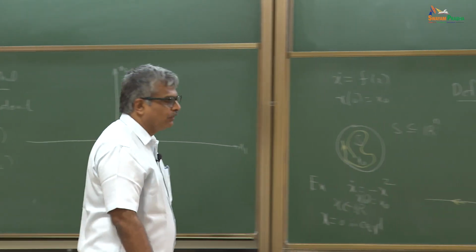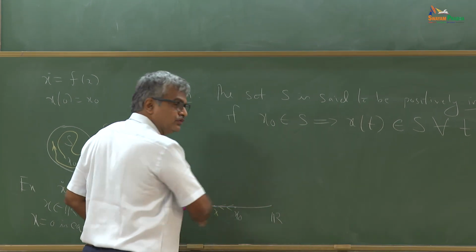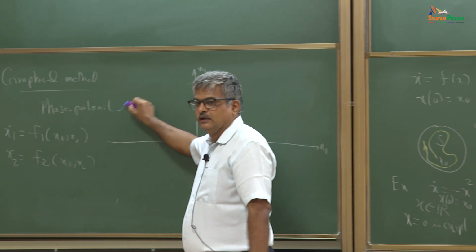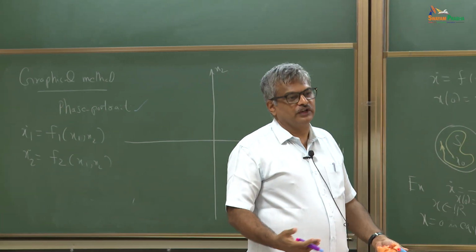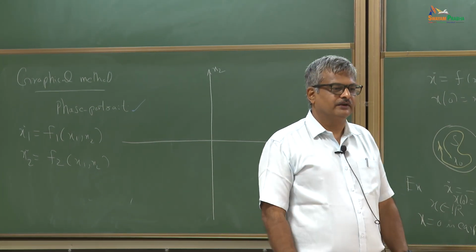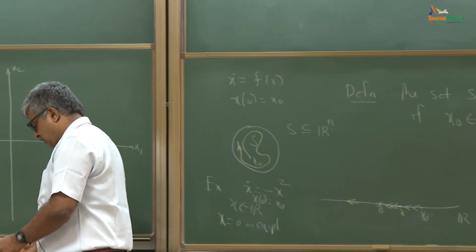Now, you do this for all initial conditions, right? And draw the solutions, right? That is called the phase portrait. But obviously, you can't draw for all initial conditions. So, what you draw is an approximate phase portrait, right? So, let us do this for a second order system.